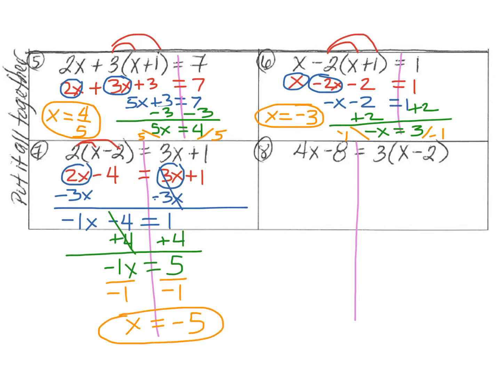Here's my example or practice example number 7, worked all the way through. Notice that in this practice example, the 2 circled variable terms were on opposite sides, so I did have to subtract the 3x to put them together.